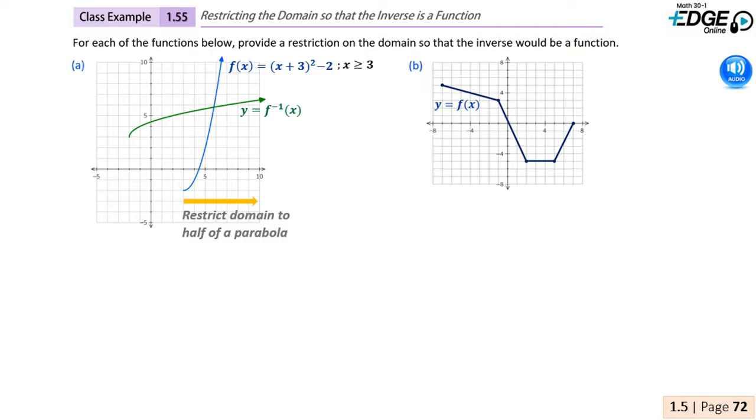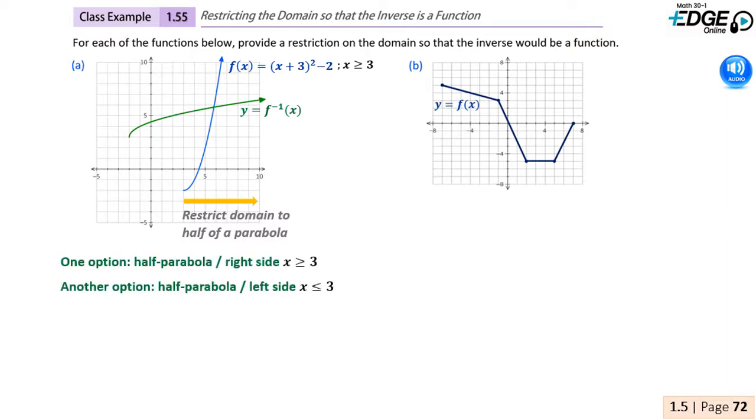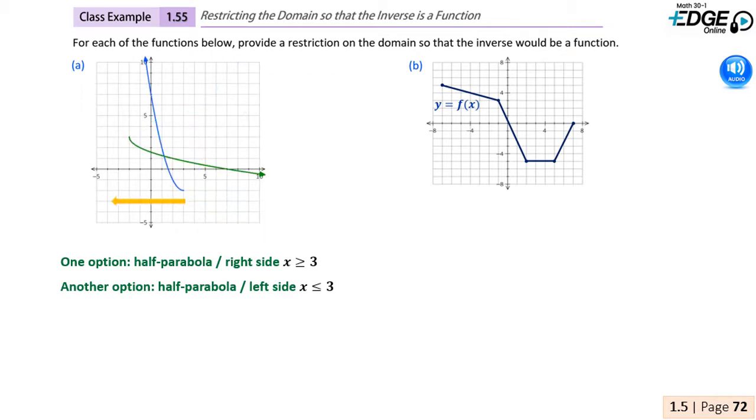However, this domain is not a unique solution. Another option would be for us to keep all points to the left of positive 3. We still have only half of a parabola, and so our inverse is, in this case, the bottom half, as though it were a negative radical function. But again, this is not the only other solution.